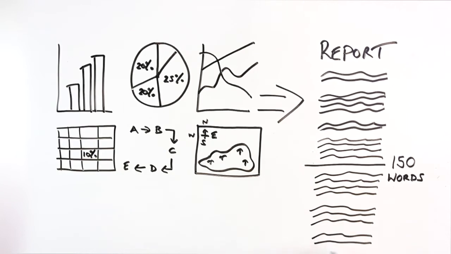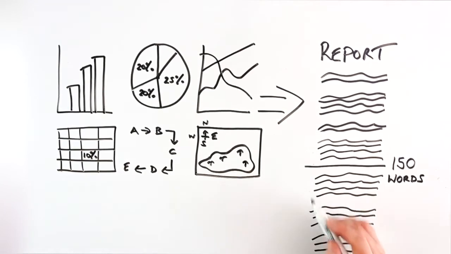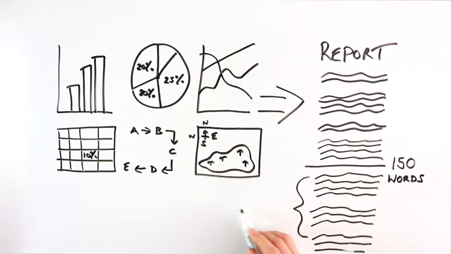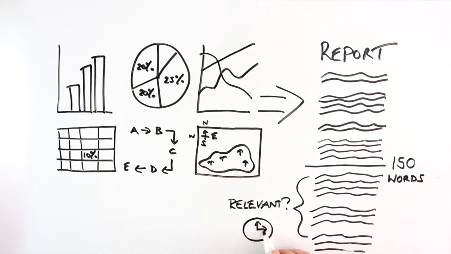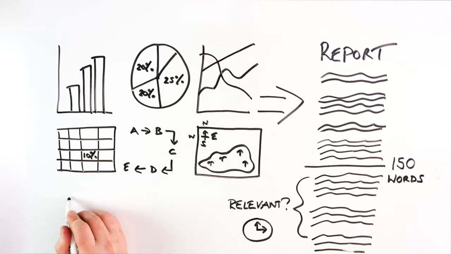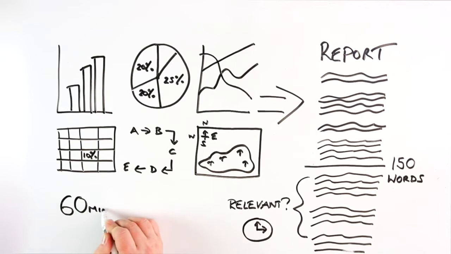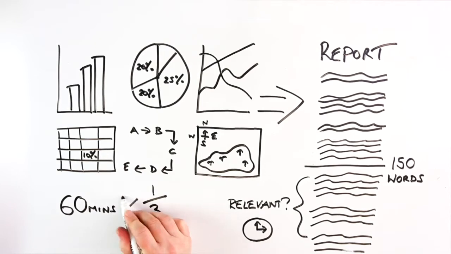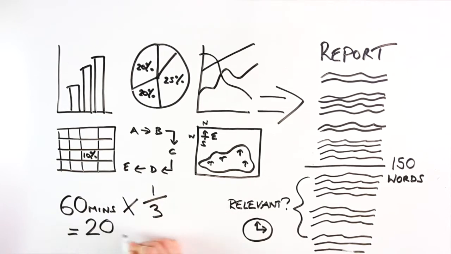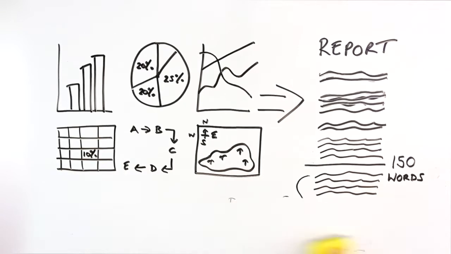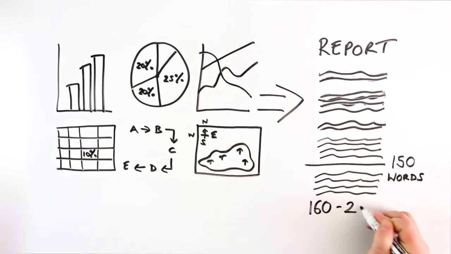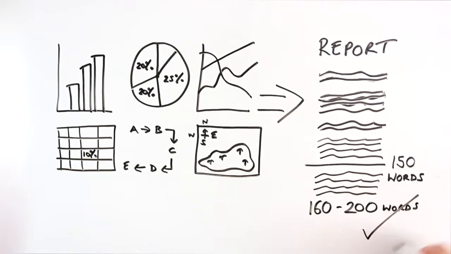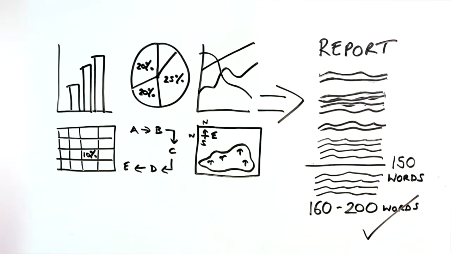First, the task asks you to select and summarise the main features, not every feature. Everything in your report should be relevant. The second problem? Time. You only have 60 minutes to answer Task 1 and Task 2. Task 1 is worth 1/3 of your mark, so you should take no more than 20 minutes to write it. I recommend that you write somewhere between 160 and 200 words to achieve a high score.